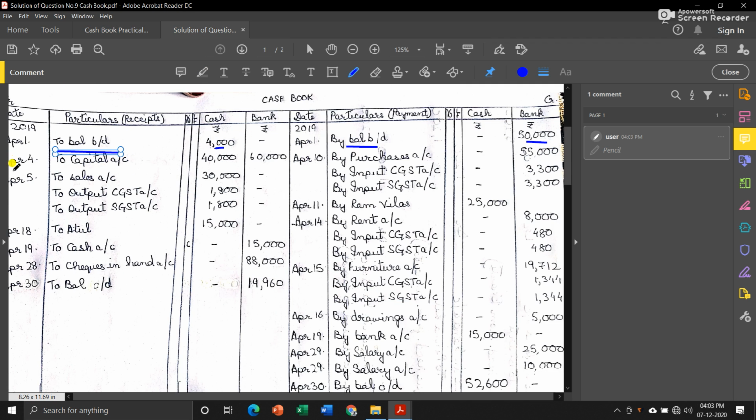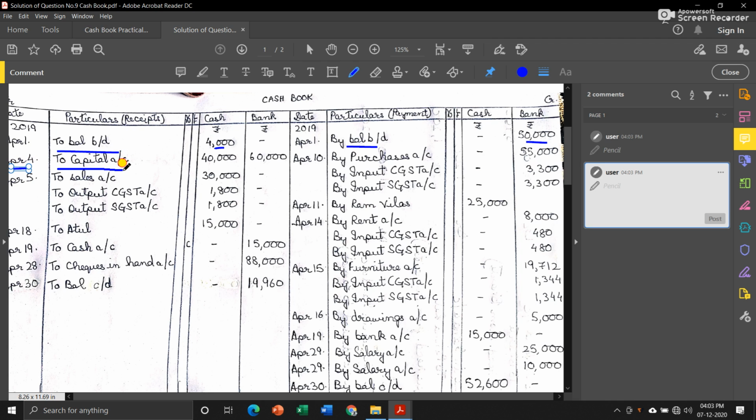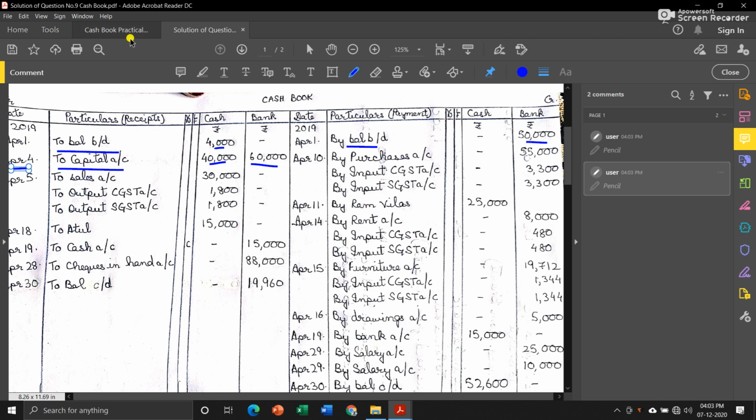Now let's see, on April 4 we will write to capital account 40,000 in the cash column, and 60,000 was deposited into the bank, so 60,000 we will record in the bank column.